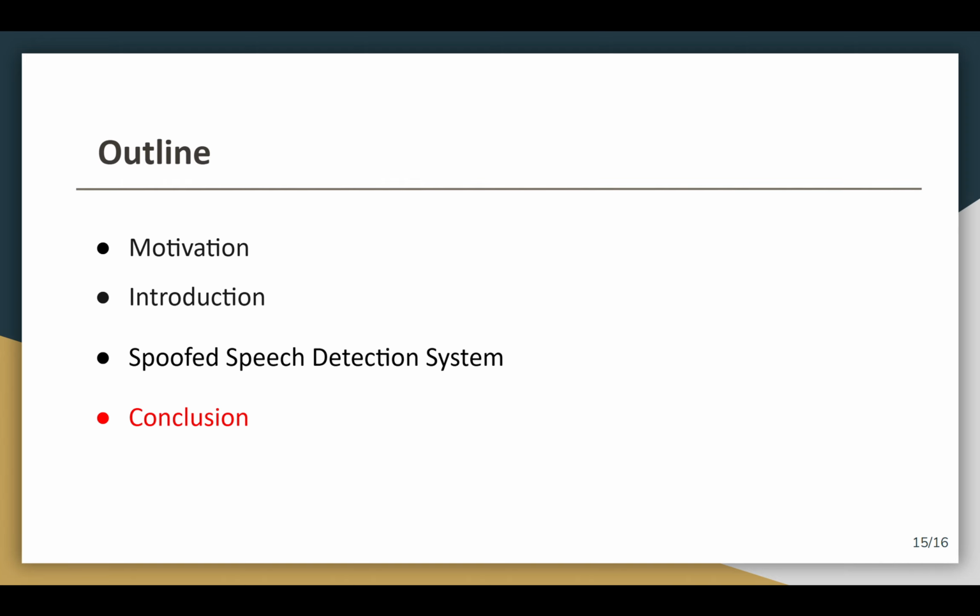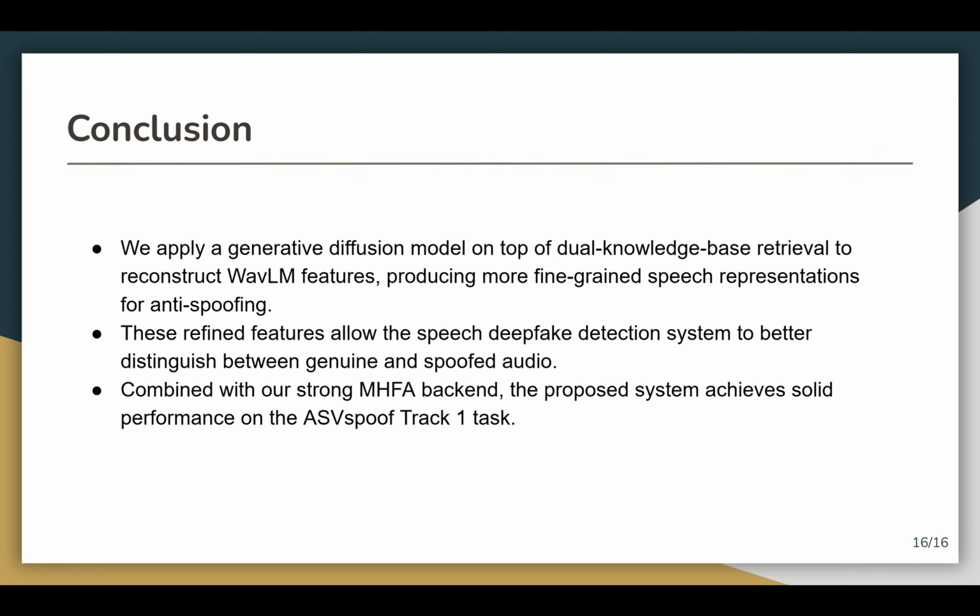And finally is my conclusion. To conclude, we use retrieval from a dual knowledge base together with a diffusion model to refine WebLM features. This produces more fine-grained representations for anti-spoofing. As a result, the system can better tell genuine speech from spoof audio. With a lightweight multi-head factorized attention backend, our method achieved solid performance on ASVspoof. And thank you for listening.